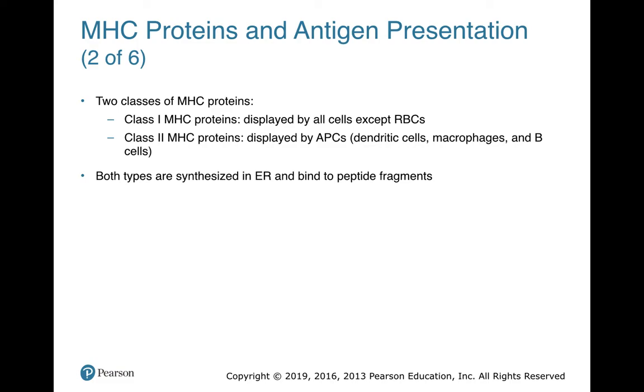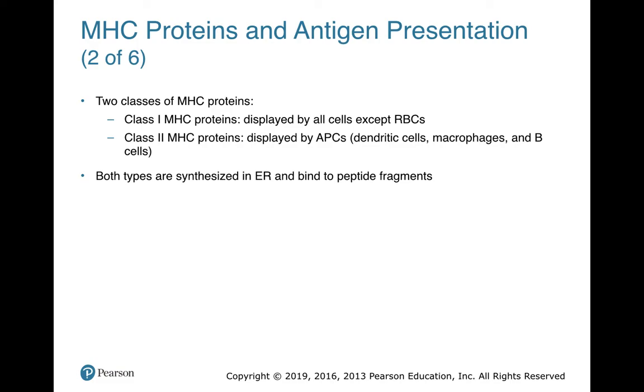Both MHC class I and MHC class II are synthesized in the endoplasmic reticulum. They pick up peptide fragments. Where they pick up those fragments is a little different, but they pick up peptide fragments and put them along with the receptor onto the surface of the cell. So MHC class I proteins are on the surface of every cell, and within the binding site of an MHC class I, there is a small peptide.